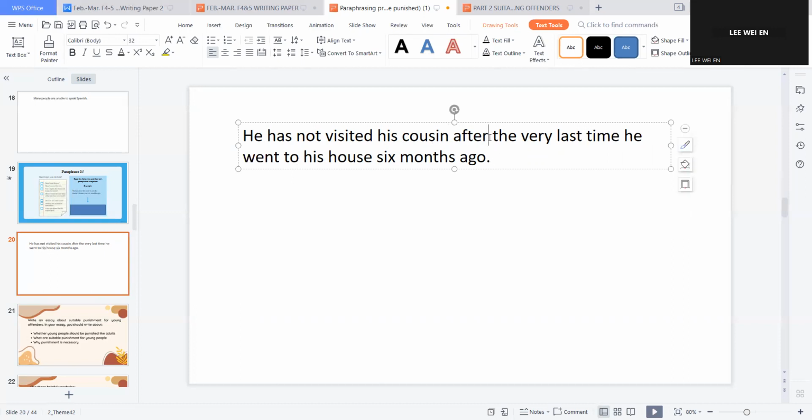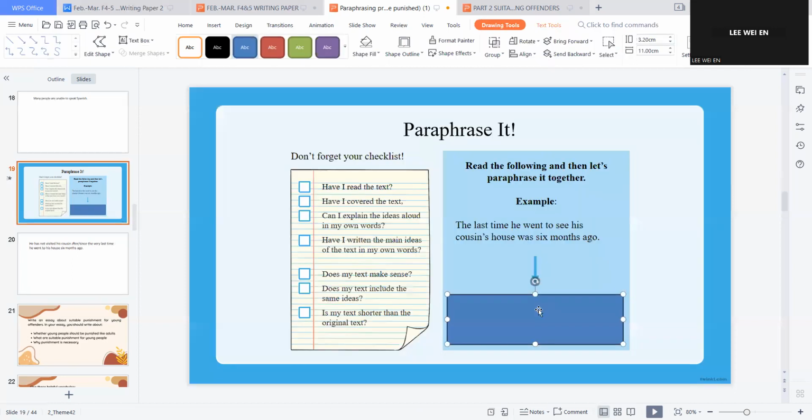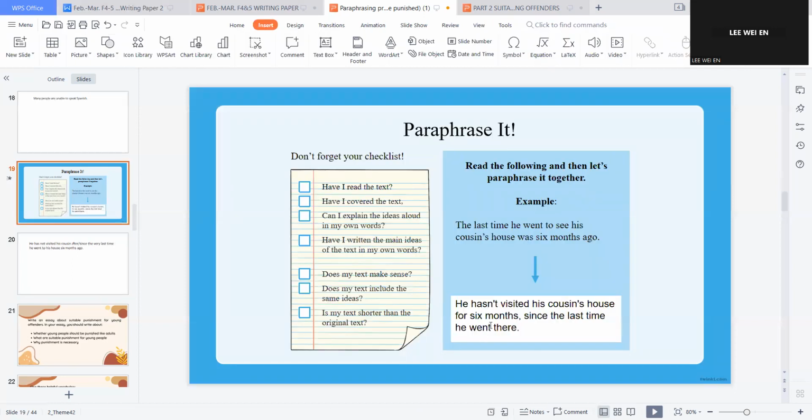If I don't want to use after, I use since the very last time he went to his house 6 months ago. I can use since. 自从最后一次去他家6个月前去他家之后，他已经没有再去visit his cousin. Okay, you can use either after or since the very last time he went to his house 6 months ago. All right. So another way of paraphrasing is, okay, you read out this one.